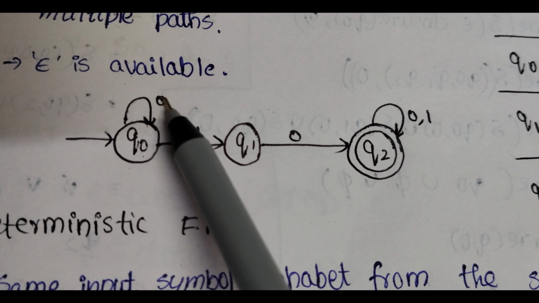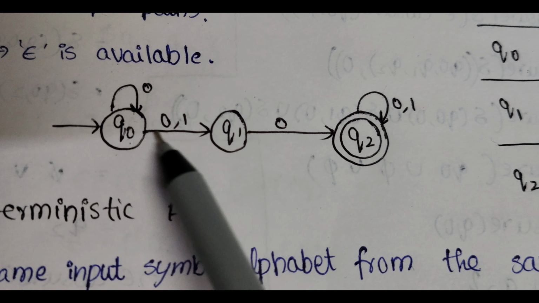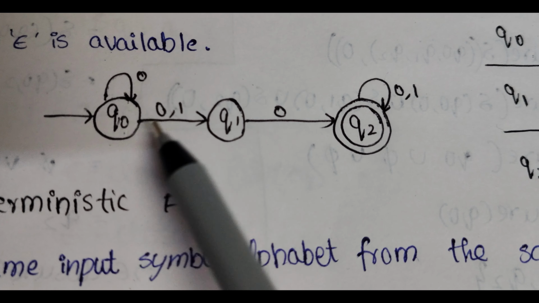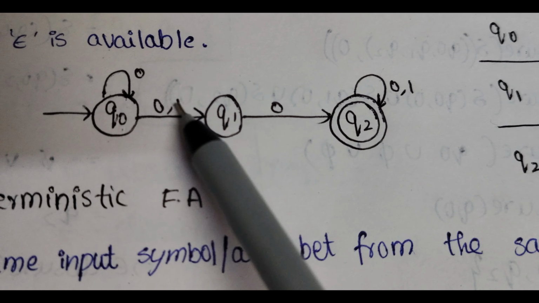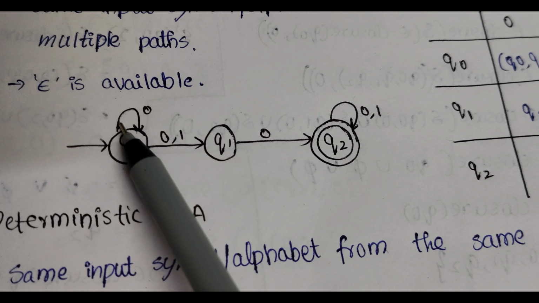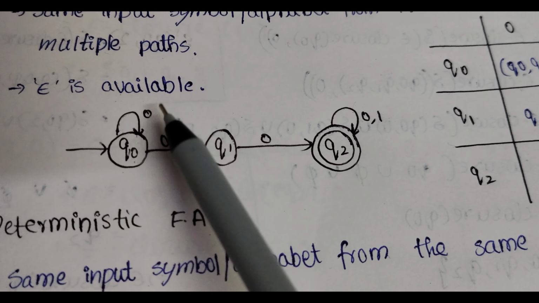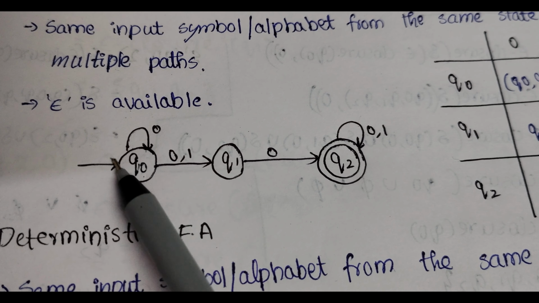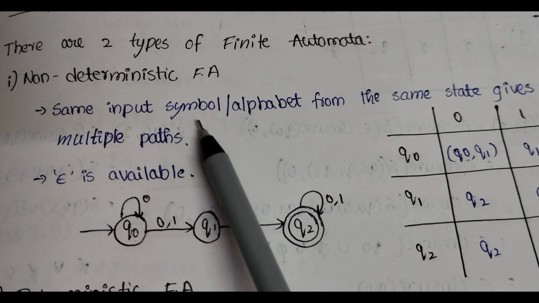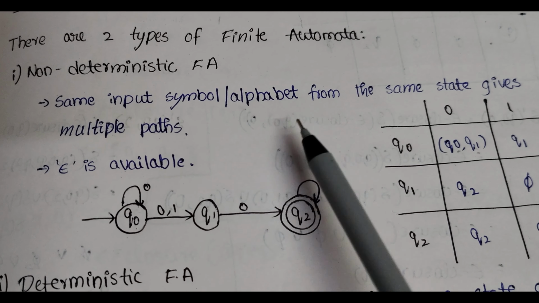Q0 on input signal 0 is going to Q0, as well as Q0 on input signal 0 is going to Q1 also. So the same input signal from the same state. Q0, Q1, Q2 are states, right? And 0 and 1 are input alphabets or input signals. So we are getting two different paths. This is one path and this is one path. From the same input alphabet, this is also 0 and this is also 0, from the same state, that is from Q0. So the definition is: the same input signal or alphabet from the same state gives multiple paths, okay?